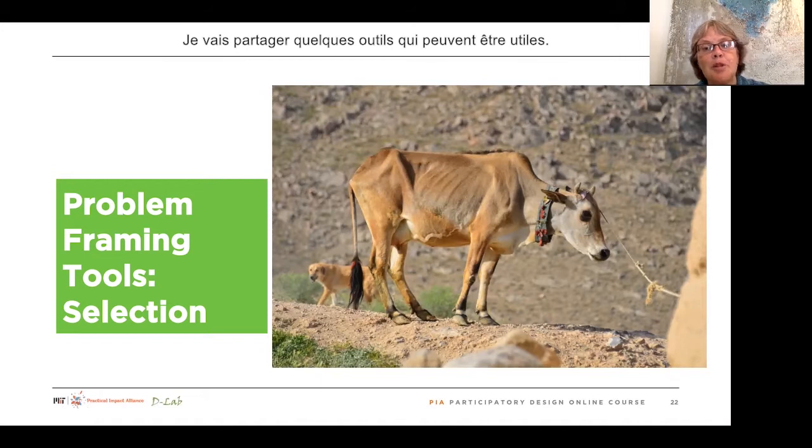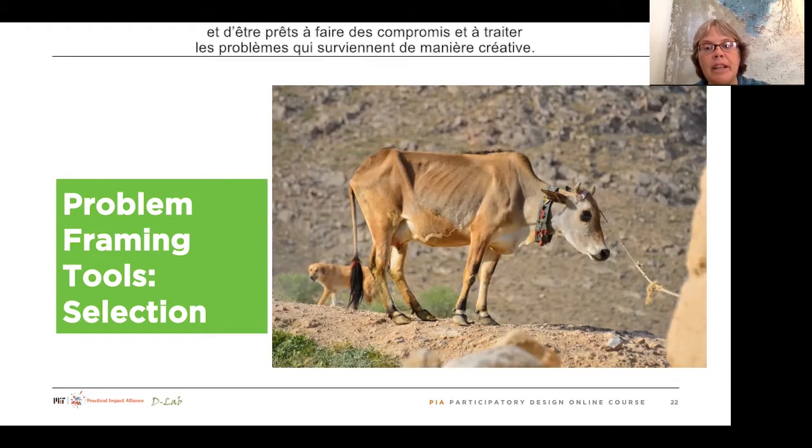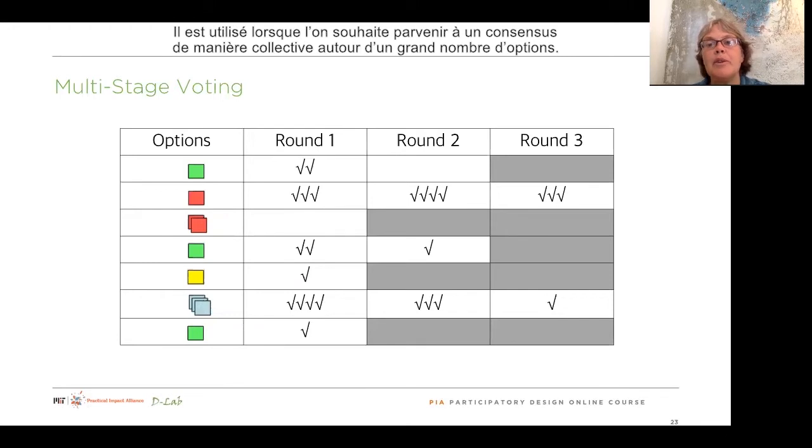I'll share a couple of tools that can be useful, but you should be aware that it's not easy. So be prepared to invest time and energy into the process. It's important for team members to work together constructively and to be willing to compromise and be creative in addressing the issues that arise. One tool we often use is called multistage voting, and it's used when you want to get group consensus around a large number of options.